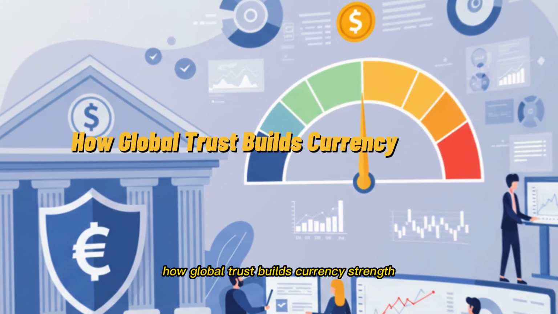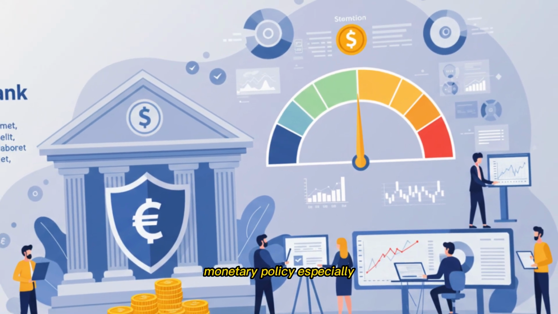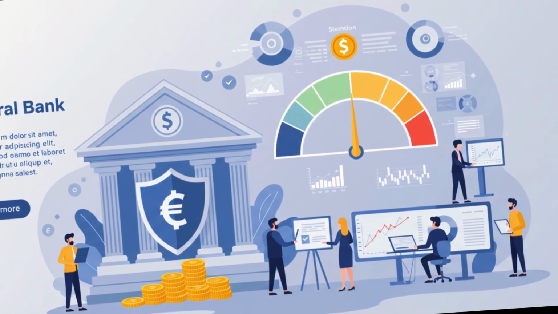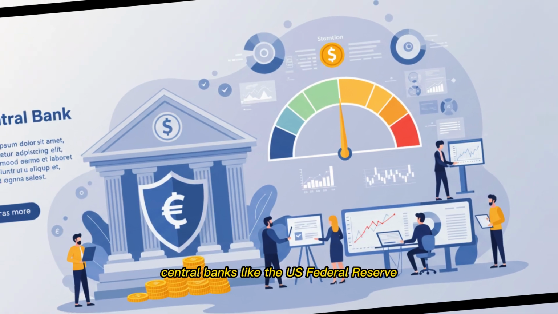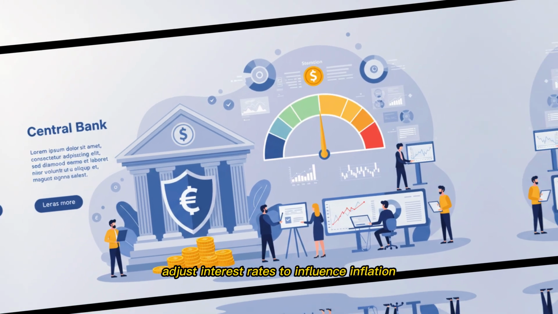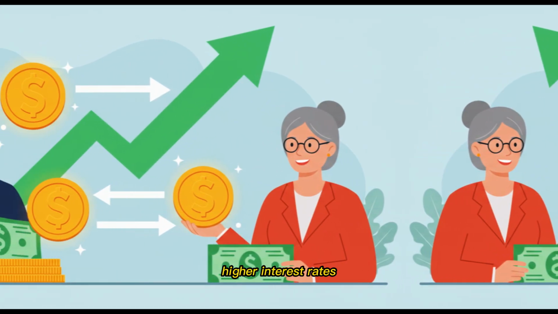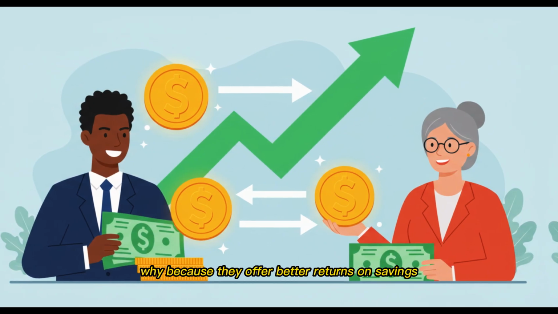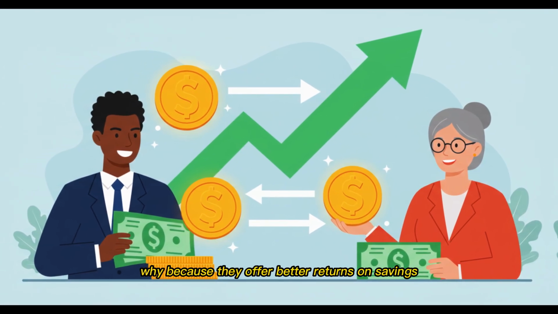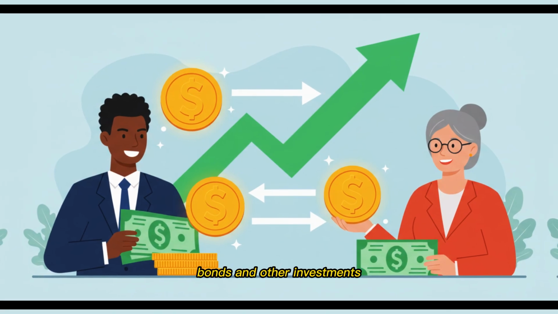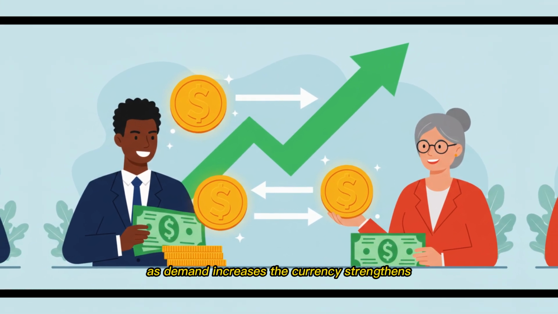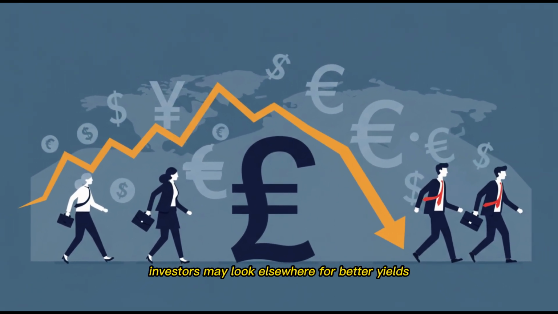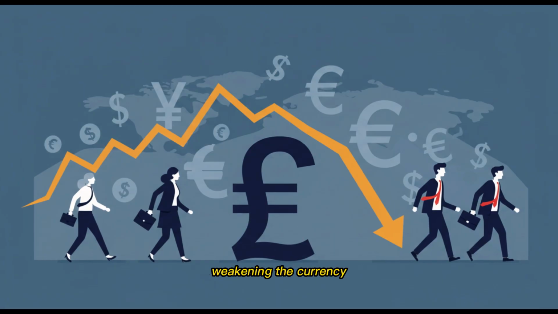How global trust builds currency strength. Monetary policy, especially interest rates, plays a powerful role in currency values. Central banks, like the US Federal Reserve, adjust interest rates to influence inflation and economic growth. Higher interest rates make a country's currency more attractive to investors. Why? Because they offer better returns on savings, bonds, and other investments. As demand increases, the currency strengthens. On the flip side, when interest rates are low, investors may look elsewhere for better yields, weakening the currency.